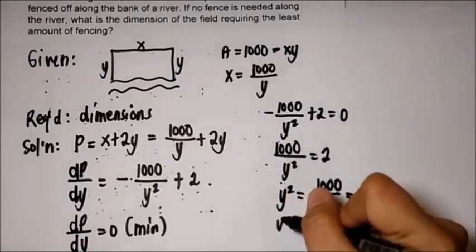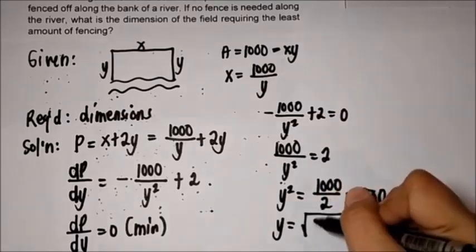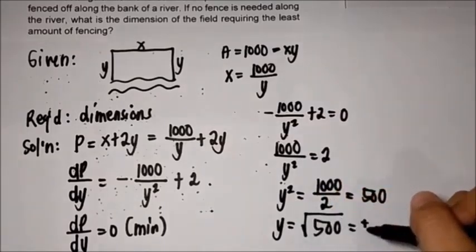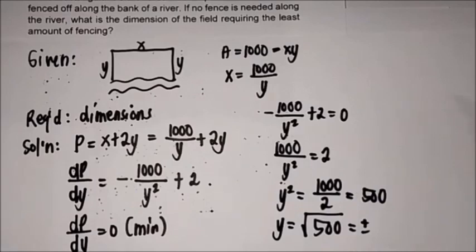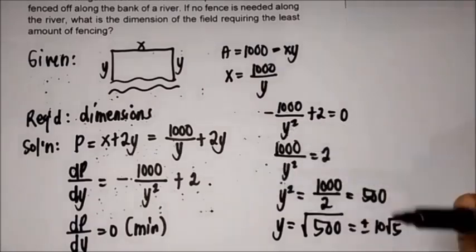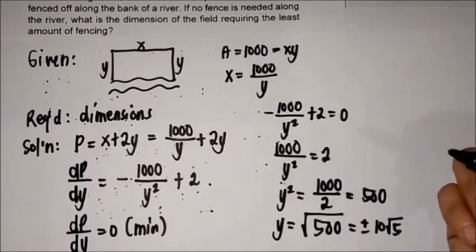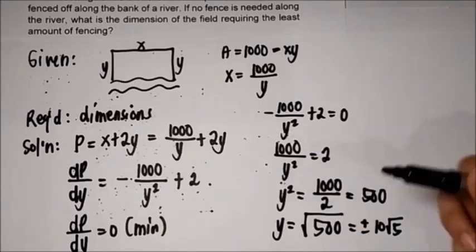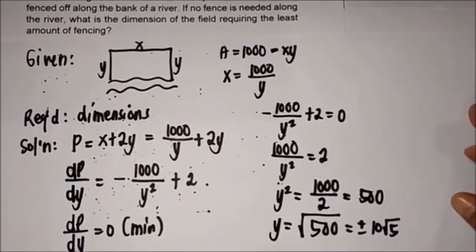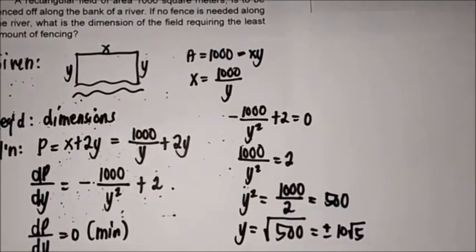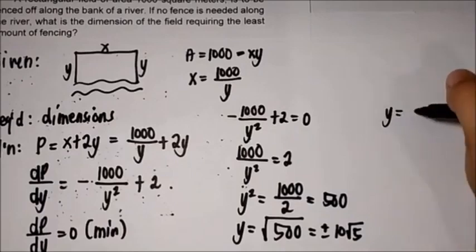So how can we have the value of y? We'll just get the square root of 500. So it would lead to positive and negative values. Okay, so which is 10 square root of 5. But since it is a dimension and we don't have any negative value for dimension, same with the area and volume, we will be taking the positive value. So with that, we can now write the value of y, which is positive 10 square root of 5 meters.